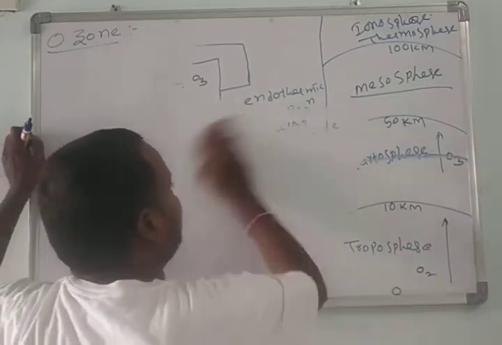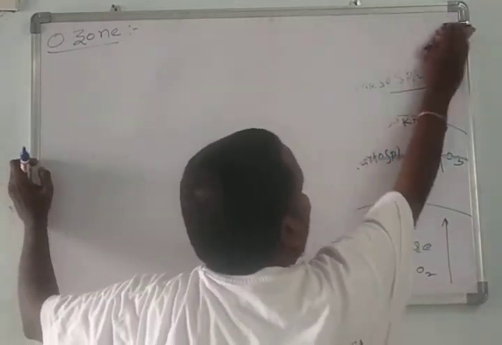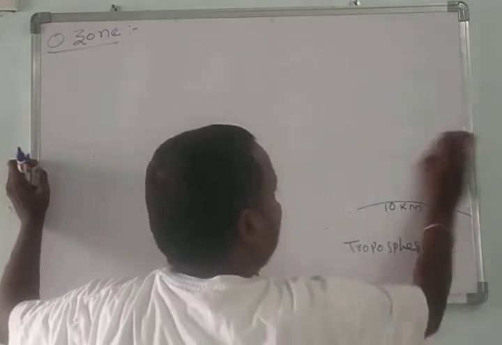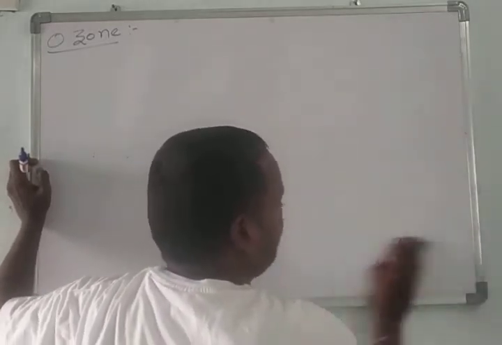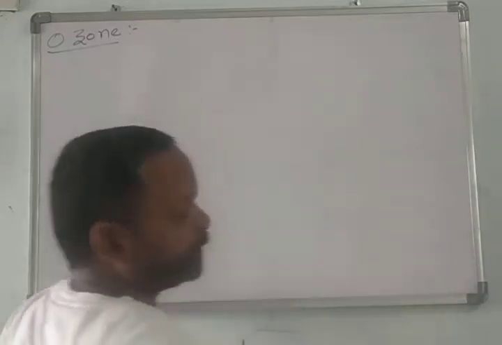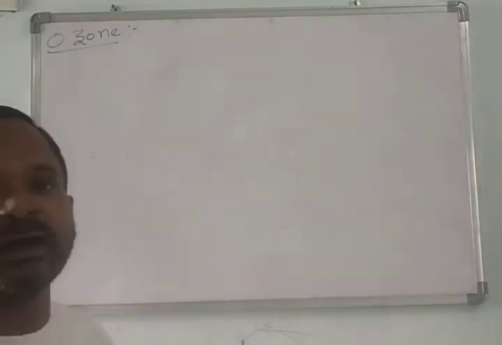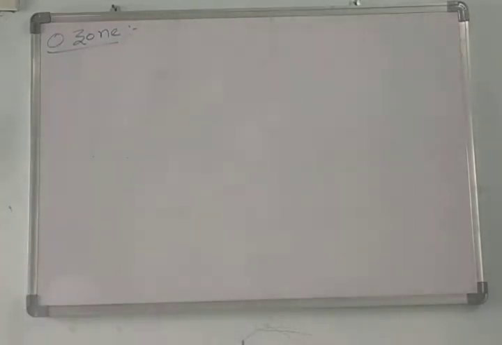When we are considering chemical properties of ozone, here ozone easily decomposes. Ozone is an unstable molecule. It easily decomposes into oxygen. By heating, by providing a small amount of temperature, it easily decomposes. Okay, we'll see that one.